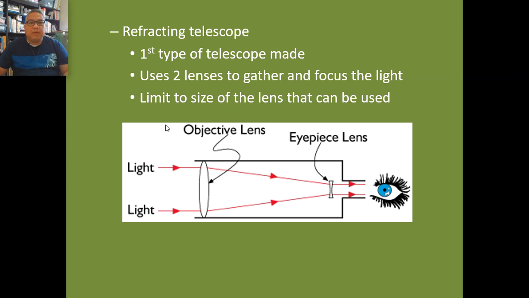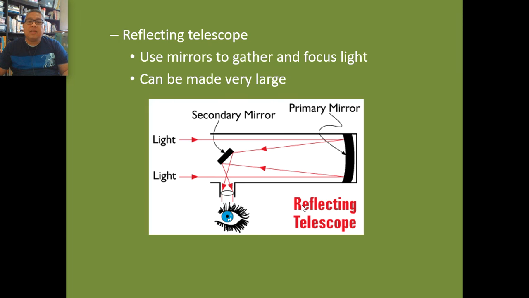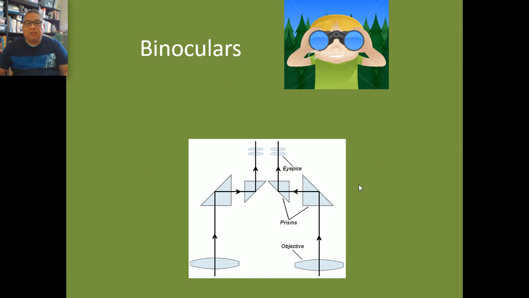So that's one of the problems of refracting telescopes, and that's why a lot of huge facilities that study the stars use huge mirrors to reflect the light. So use mirrors to gather light, focus light, and they can be made very large. So that's the advantage.